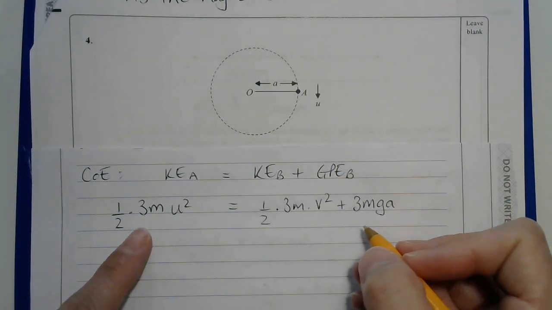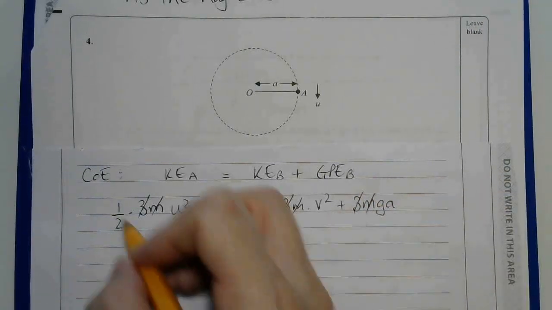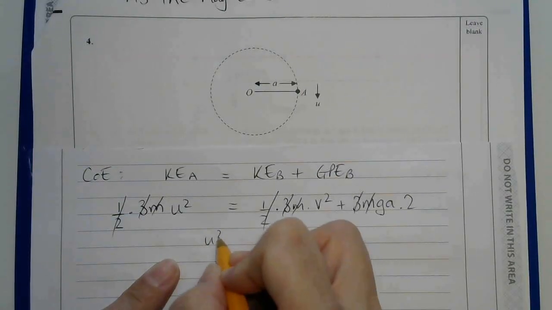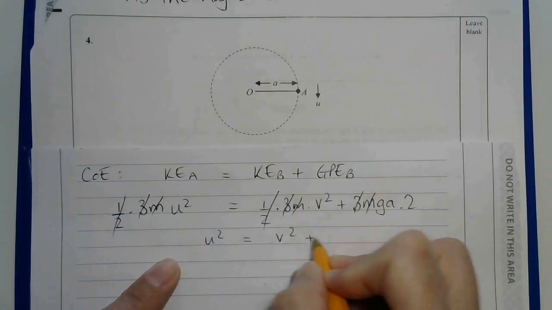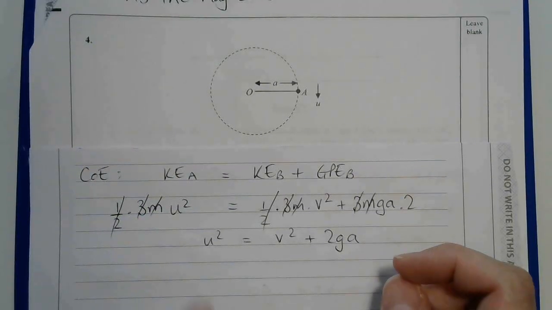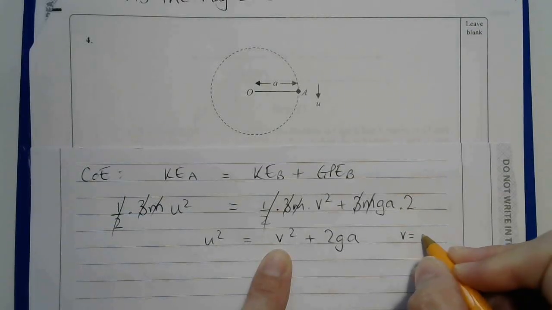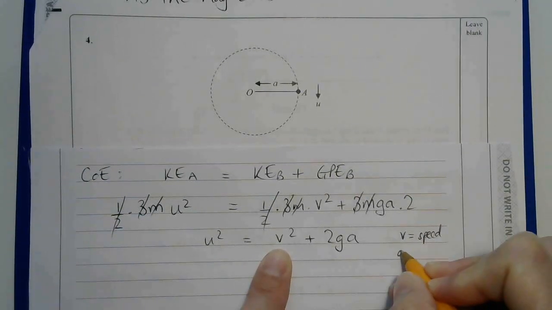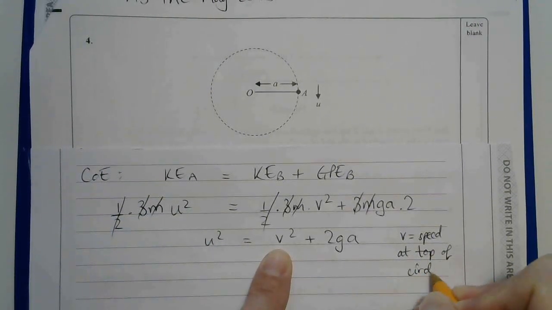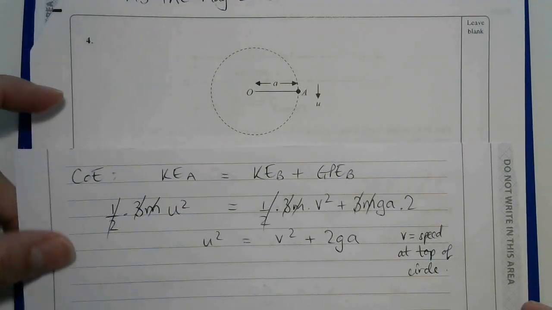I can see that I have 3m everywhere, so I can divide through by that, and I could double everything, so that I end up with u squared equals v squared plus 2ga. That gives me a relationship between the initial velocity and the velocity at the top, where v equals the speed at the top of the circle. Okay, so that is not enough.